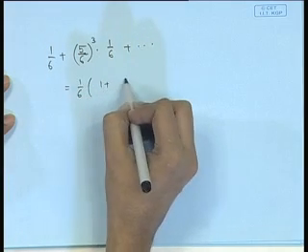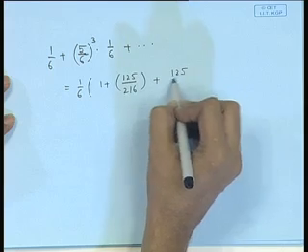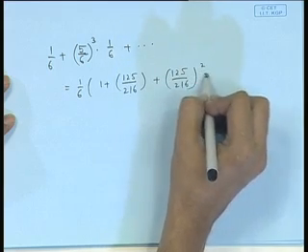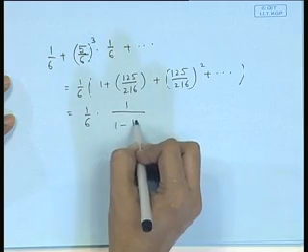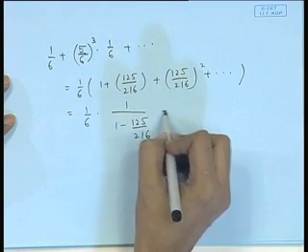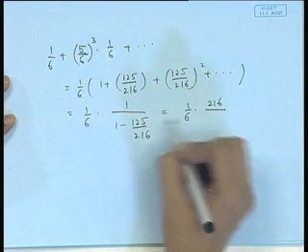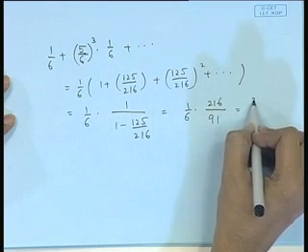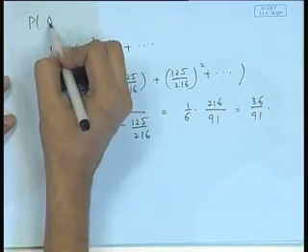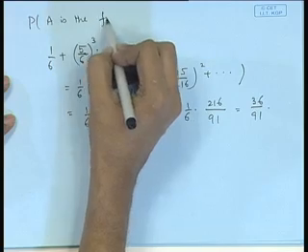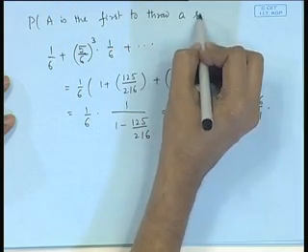infinite geometric series that is equal to 1 by 6, 1 by 1 minus 125 by 216, that is equal to 1 by 6, and 216 minus this is 91, that is equal to 36 by 91. That is the probability that A is the first to throw a 6.